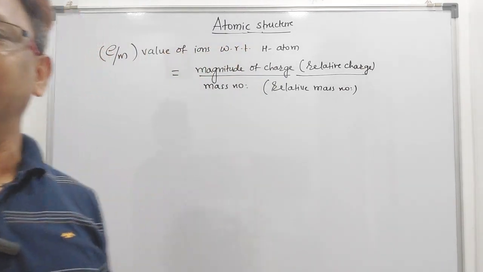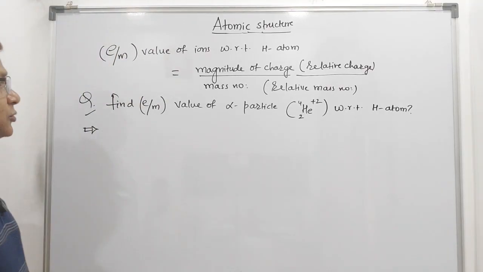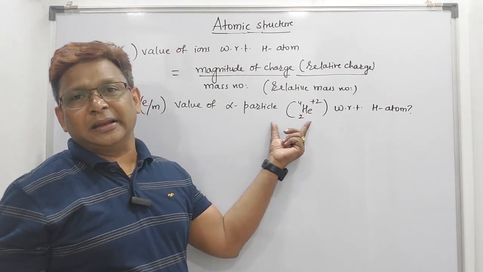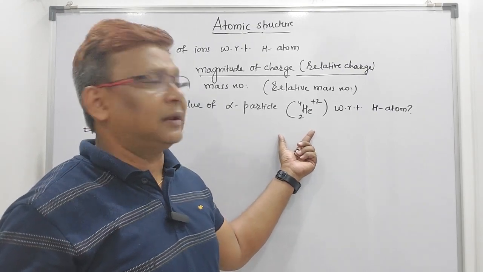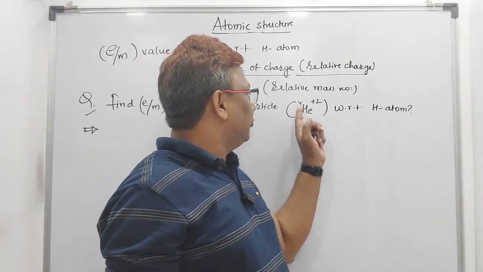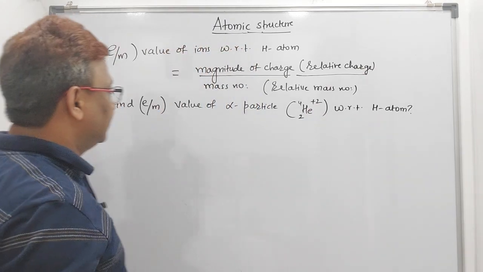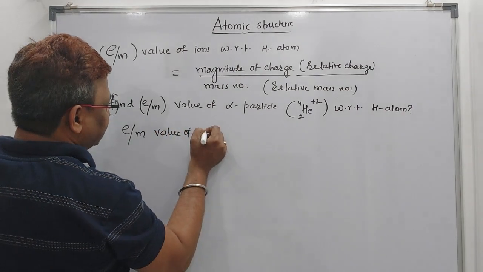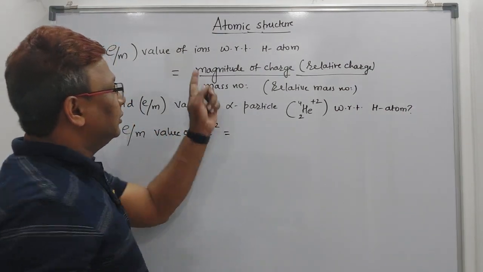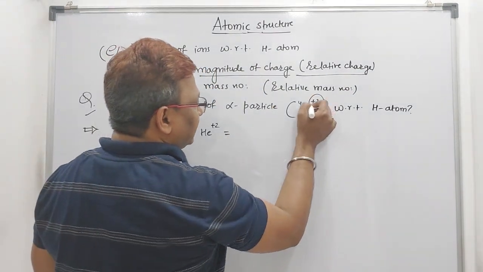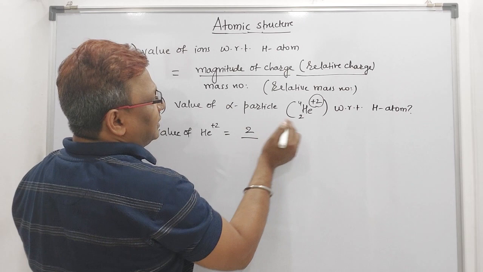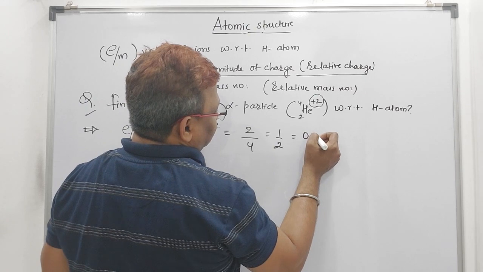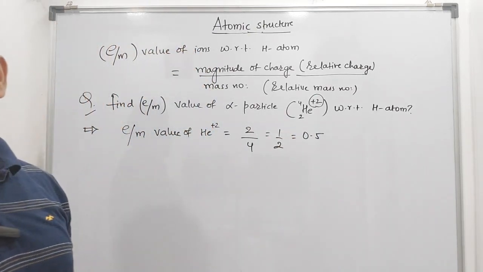One example we will do for this. Now you can see what question is given. Find the e by m value of the alpha particle. But I wrote it in the form of an ion. You know, alpha particle is helium 2,4 we can write. But I wrote here a 2,4 helium ion with respect to hydrogen atom. So I will go with this formula. The e by m value of the He plus 2 ion is equal to, what is the magnitude of the charge? Yes, 2, by the mass number, which is 4. 2 by 4, 1 by 2, 0.5. Is it clear?